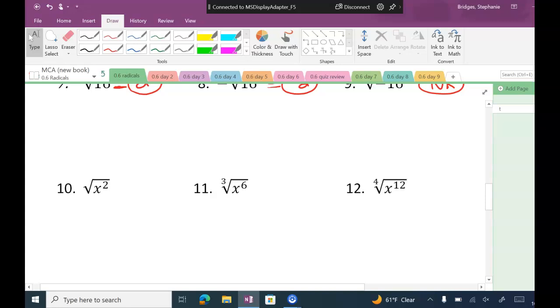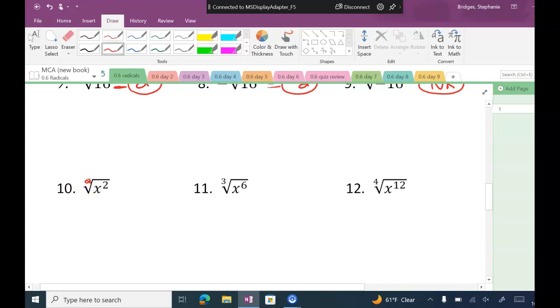All right, let's talk about some variables now. Sometimes people have a harder time with the variables. So what I do is I look at the index and I look at the exponent. So I'm taking the square root of x squared. So what is the index on the square root? 2, right?